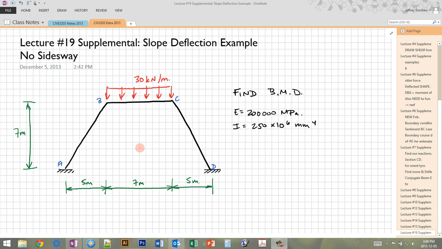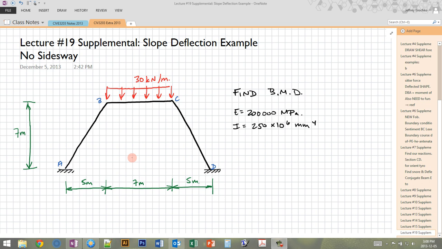In this video, I'm going to go through a full example for using the slope-deflection equations to find the bending moment diagram of an indeterminate structure shown below. Now there are two different types of slope-deflection equations generally.